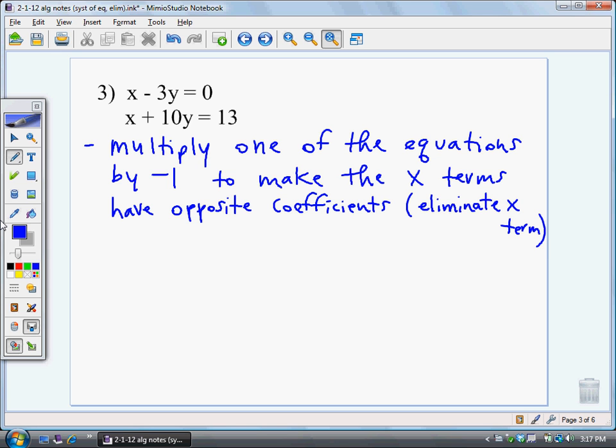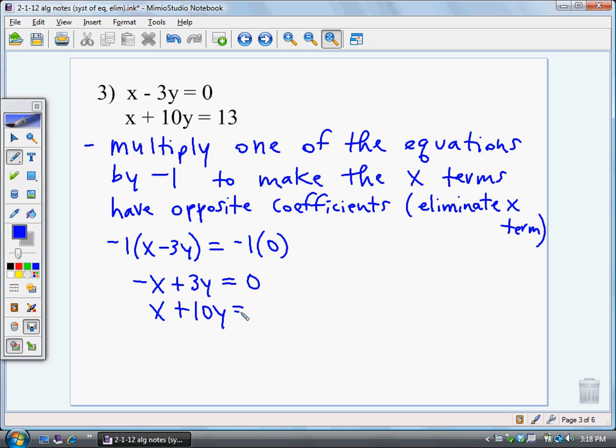So if we can get our x coefficients to be opposites of each other, right now they're both 1, an easy way to do that is to multiply one of them. I'll take the top one and multiply it by -1. Remember, you have an equation, so you have to multiply each side of the equation by -1. If I do that, I would get -x plus 3y equals 0. I'll bring down my second equation, x plus 10y equals 13. And now you're ready to add. And so now we'll add.